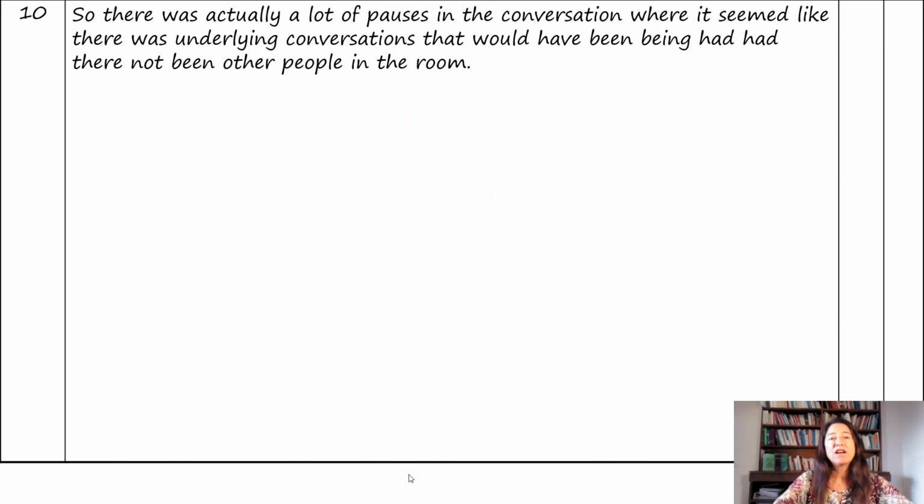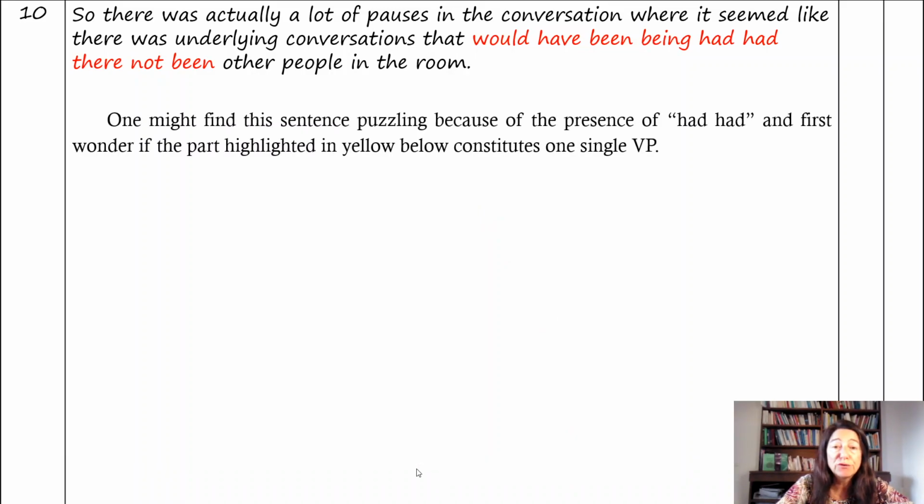So there was actually a lot of pauses in the conversation where it seemed like there was underlying conversations that would have been being had there not been other people in the room. Okay, so maybe I should have given you some time to read it on your own, and maybe you would have had the impression that all the words in red here are one single verb form, but the way I read it maybe made it clear for you that actually had and had are part of 2 different verb phrases.